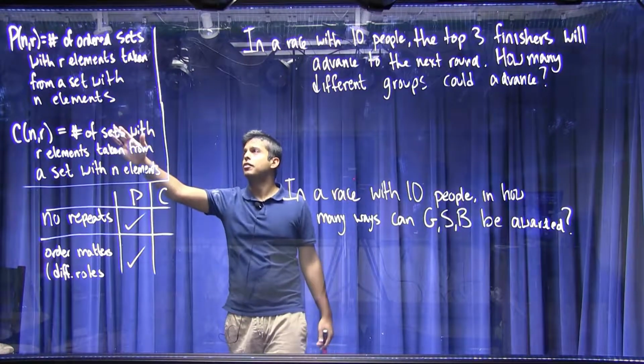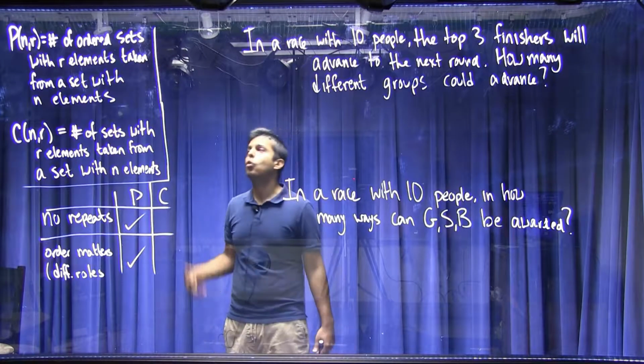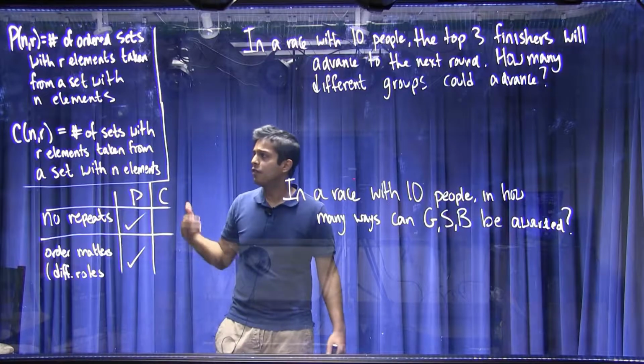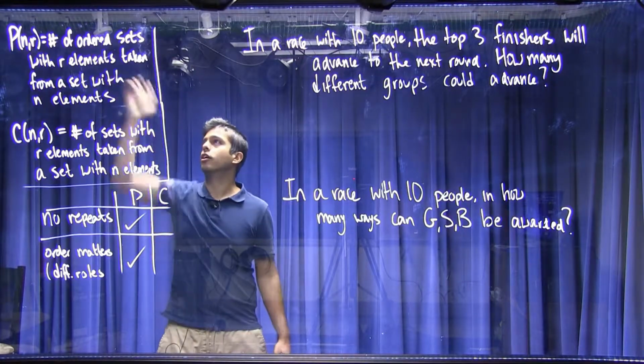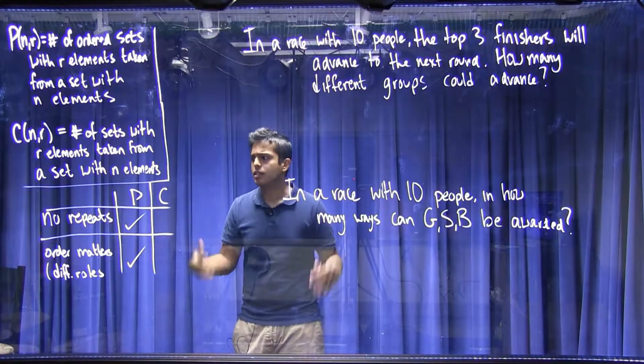Over here we have some definitions. The first is the definition of P(n,r), which is the number of ordered sets with r elements taken from a set with n elements, and the definition of C(n,r), which is the exact same except, if you notice, the word "order" is removed. So what does that mean? How are these things actually different?